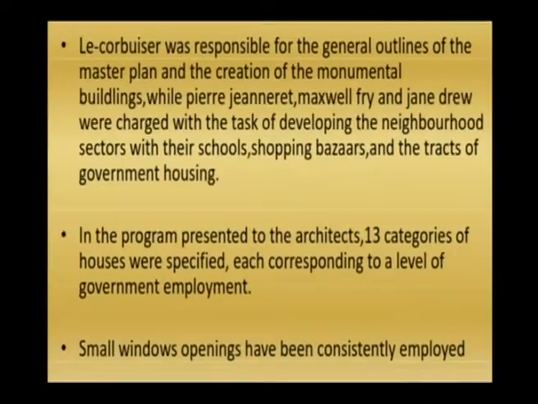So, Corbusier actually planned to a minuscule detail every dwelling unit in the city, down to the very important buildings of the government like the parliament and secretariat. Le Corbusier was responsible for the general outlines of the master plan and the creation of monumental buildings, while Pierre Jeanneret, Maxwell Fry and Jane Drew were charged with the task of developing the neighborhood sectors with their schools, shopping bazaars and the tracts of government housing. In the program presented to architects, 13 categories of houses were specified, each corresponding to a level of government employment. Small window openings have been consistently employed.